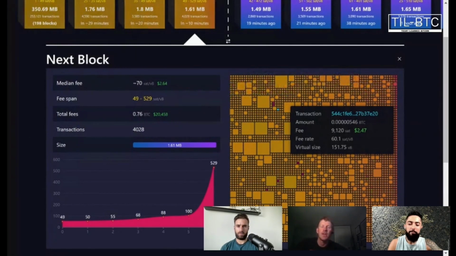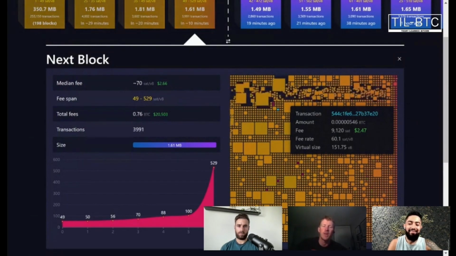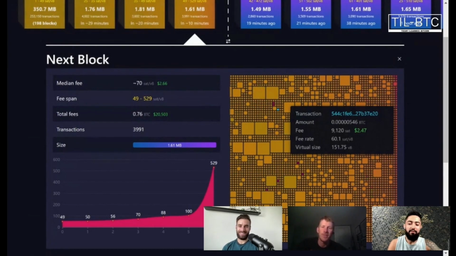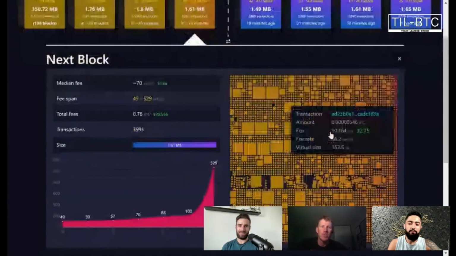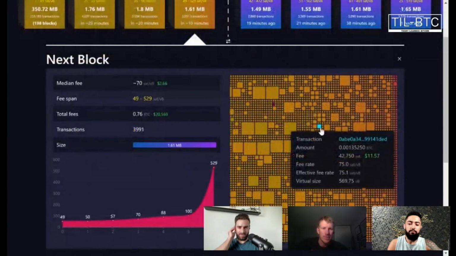But see, this is a funny thing. People love to overpay fees. So the idiot that's paying 529 is just out of his mind. I don't know what he's doing. He's being unrealistic. It's like, come on, this block will go through. So anyway, we look at these blocks, right? We can see these virtual bytes, and we can see who's paying what.